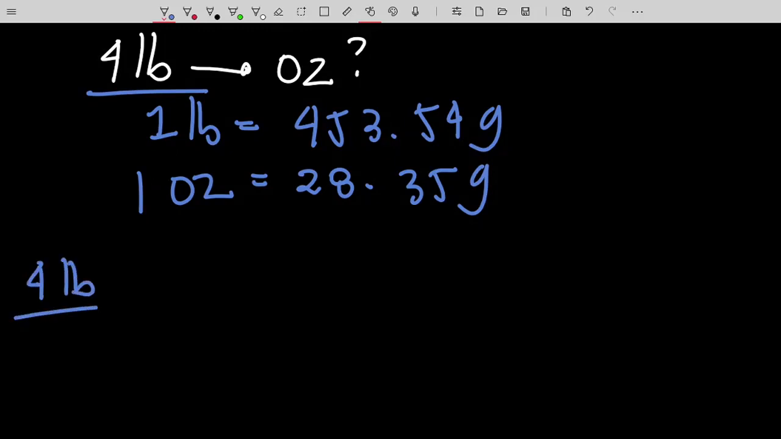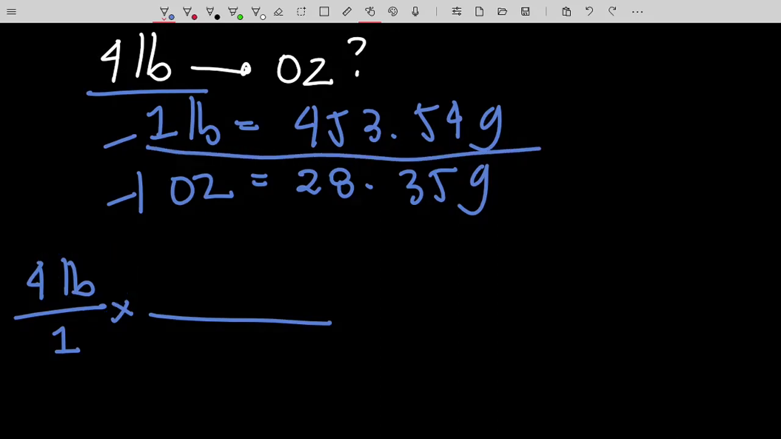So let's try to bring it down. 4 pound over 1 times the conversion factor. Now, which of these two should come first? The first one or the second one? Now, again, we have the pound here. And so we have to look first which of these two conversion factors have the pound. And we all know that it is on the first conversion factor. Now, let's try to bring down the first factor. Now, we all know that the pound should be placed on the bottom part and your grams should be on the upper part.